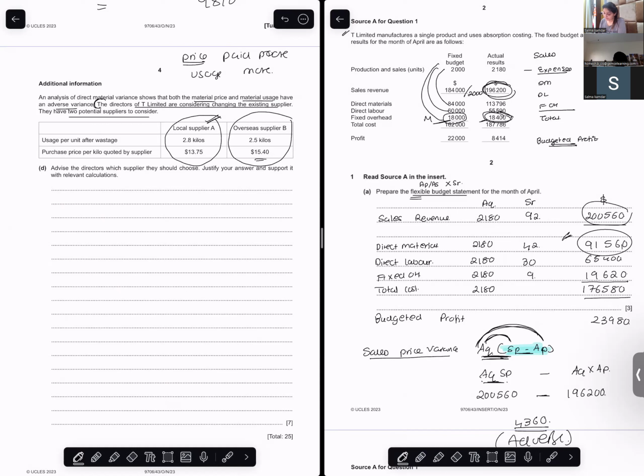For local supplier A, 13.75 times 2.8 will give us 38.5. This will be the per unit cost. And for overseas supplier B, 38.5 as well. Now you have to advise the director which supplier they should choose.